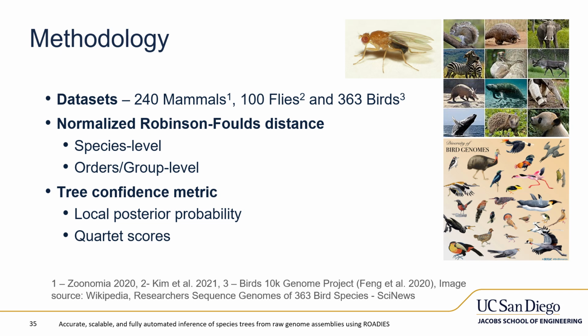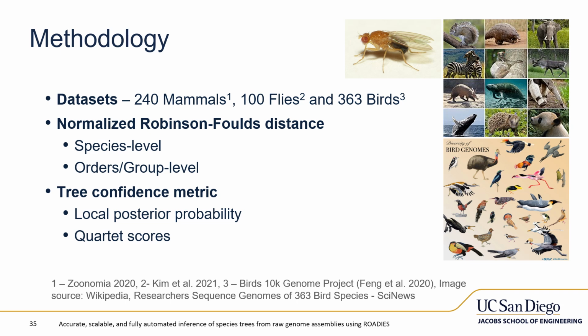We picked 3 different data sets, mammals, flies, and birds, and estimated their species tree. We then evaluated the correctness of this tree by comparing it with existing papers, which are widely approved by the community, and we considered that tree to be our reference tree. So then we evaluated the differences between the ROADIES tree and the reference tree using normalized RF distance as the distance metric. The lesser the distance is, the more accurate the tree is compared to the reference.